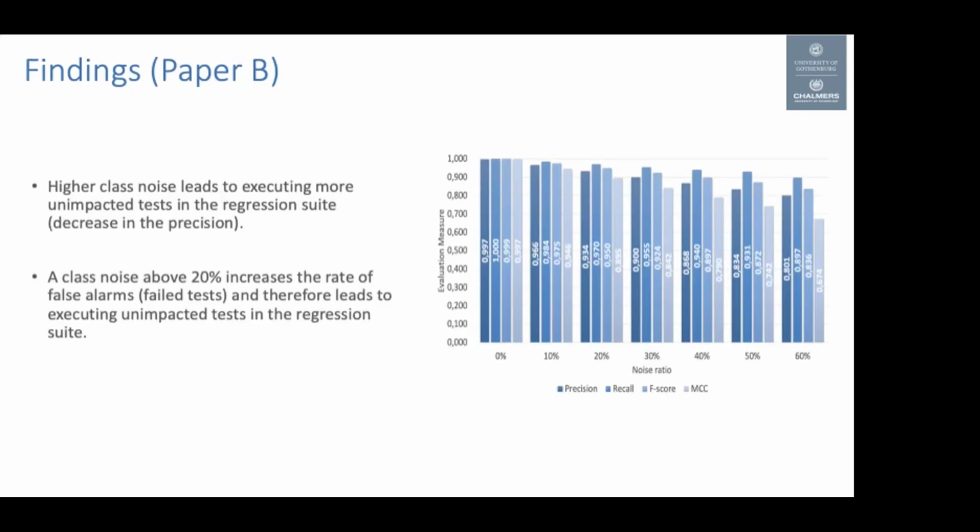And 2 main findings were drawn from this experiment. The first was that as the ratio of class noise increased, as we seeded a higher ratio of class noise into those experimental subjects, we noticed that the precision of the model dropped, which means that our confidence in the predictions made by the model of those unimpacted test cases also decreased. And the second finding suggests that the model's ability to identify unimpacted test cases gets affected as class noise exceeds 20%.